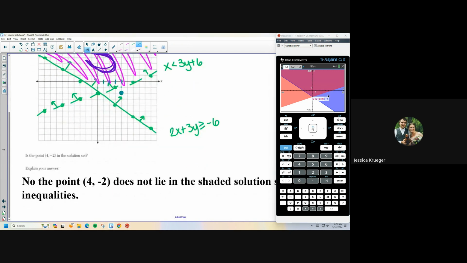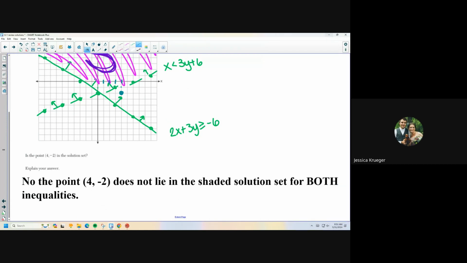So here it says explain your answer. So is the point in the solution set? No. The point does not lie in the shaded solution set for both inequalities. So it is not in the solution.